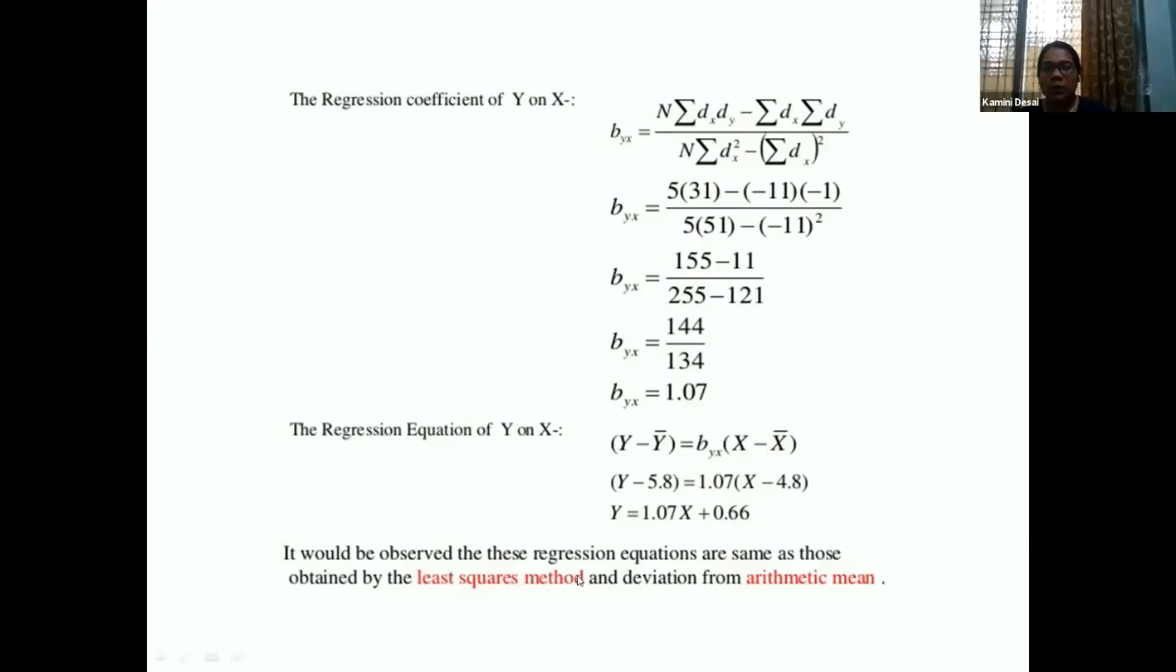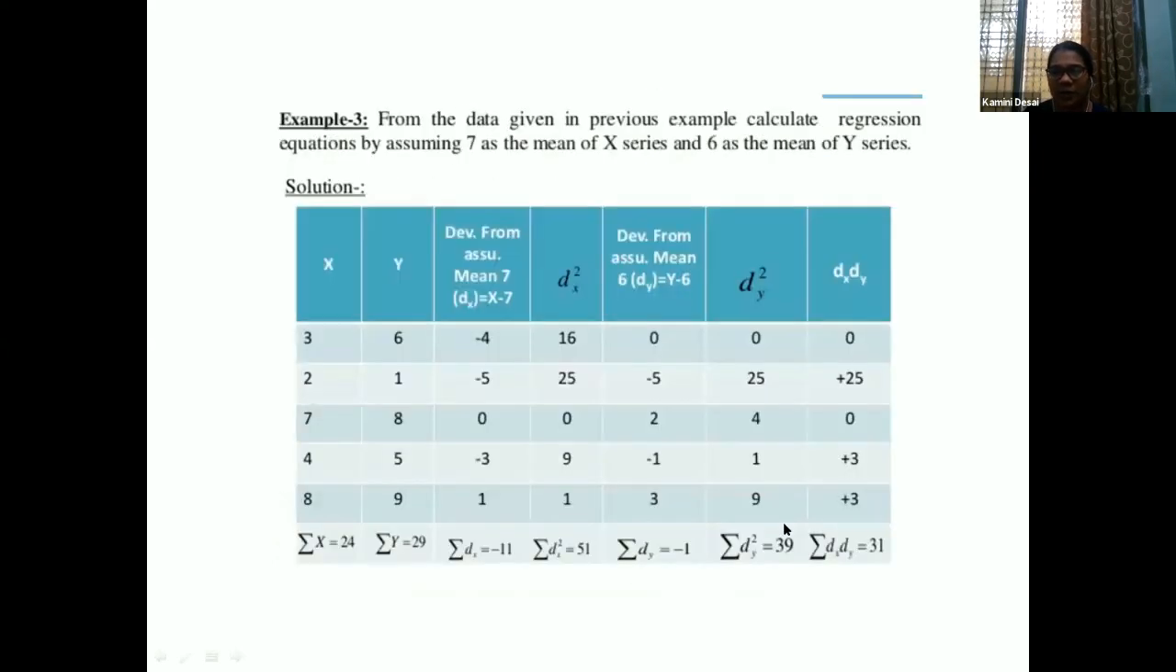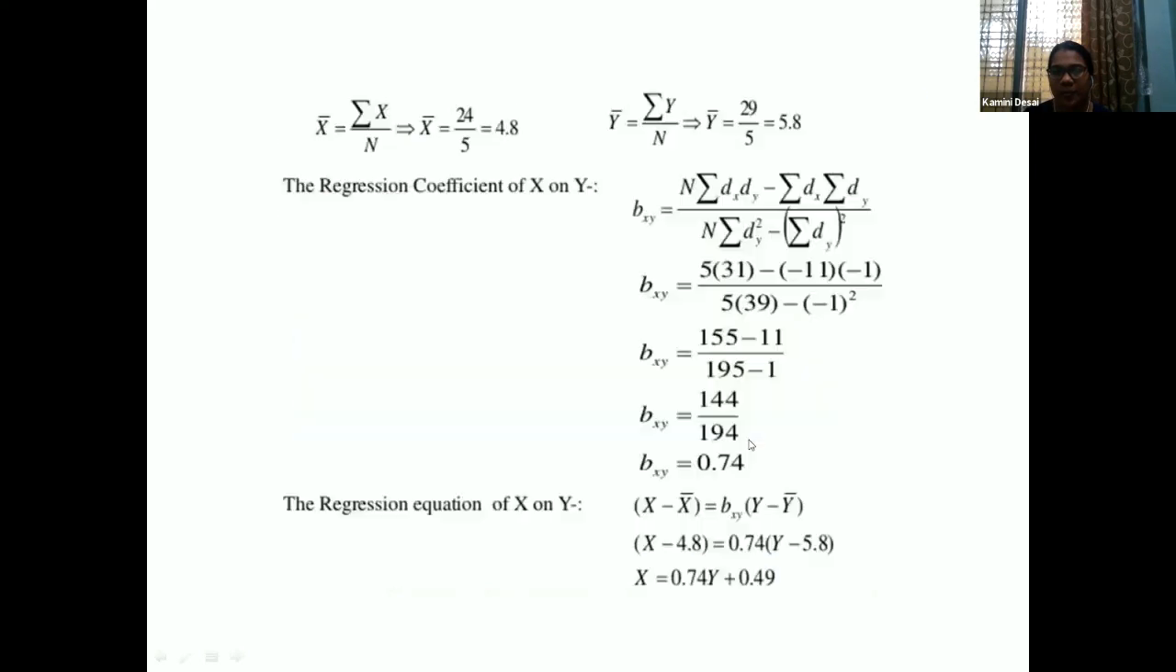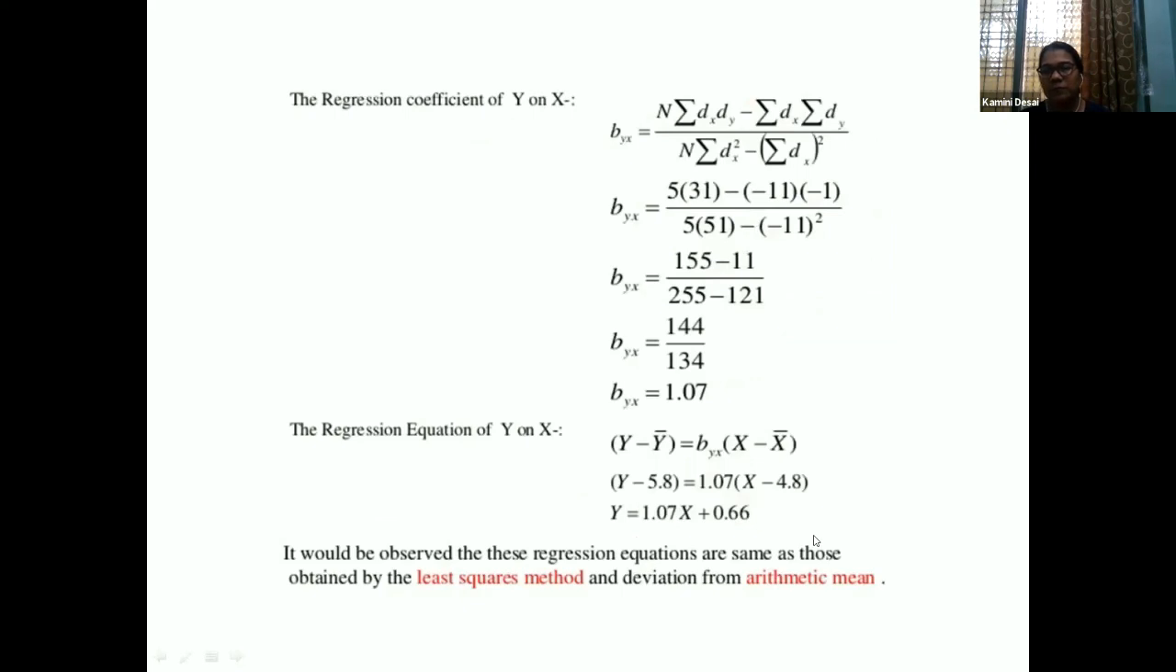So the least squares method and the arithmetic method, we are getting the same answer. Okay, you can see here y is equal to 0.66, x is equal to 0.49, 0.74. You can use the least squares method or you can use the direct mean deviation method. So if I ask what the two methods are and how to solve the problems, write the formula for the two problems.